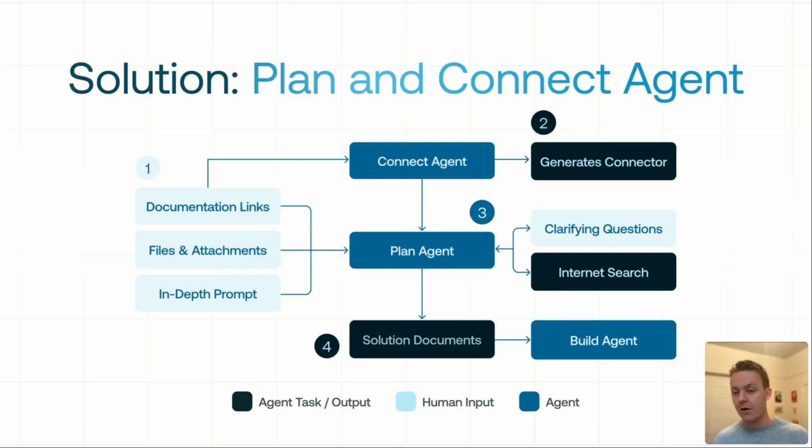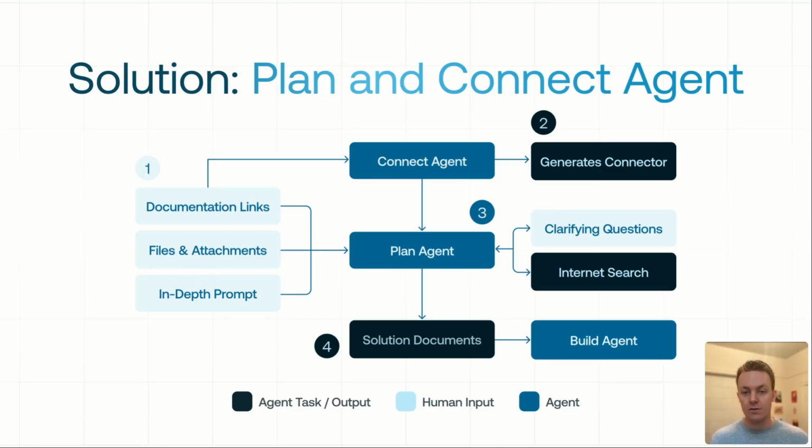We'll give it files and attachments. As I said, if you had a diagram or a mapping document, you can put this in, and then we'll give it documentation links, just as we inputted with Paperless Parts. It's going away, and the plan agent is running that internet search that I just mentioned, and it's going to produce clarifying questions, which we'll come back to in a second.